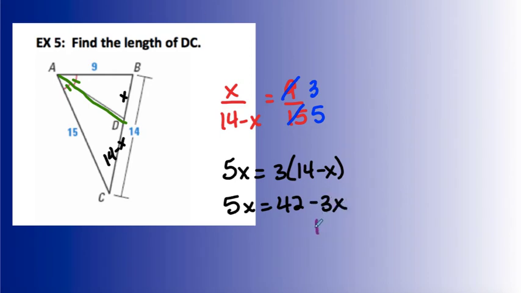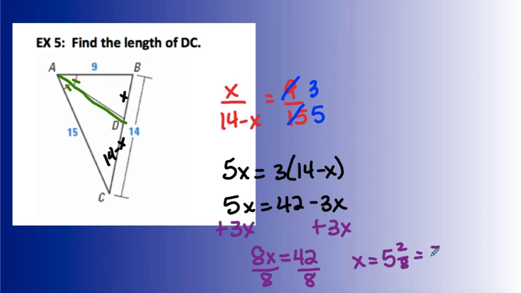I'm going to add 3x to both sides. So 8x equals 42, and I'm going to divide by 8. All right, so then x equals, let's see, 42 divided by 8, I believe then is 5 2/8, which then is 5 1/4. All right, let's try the next one.